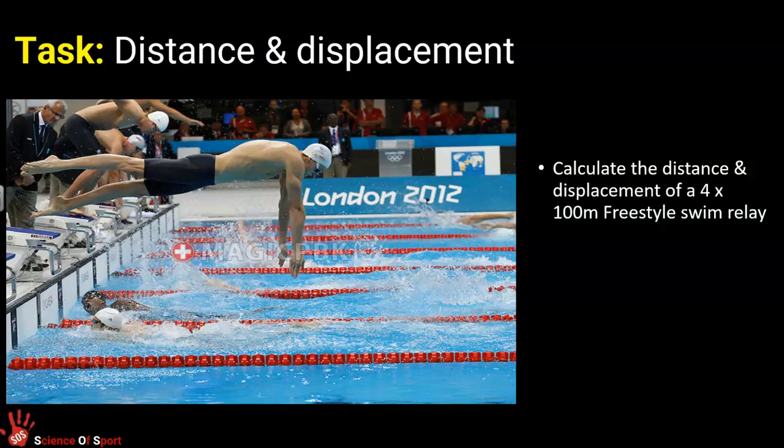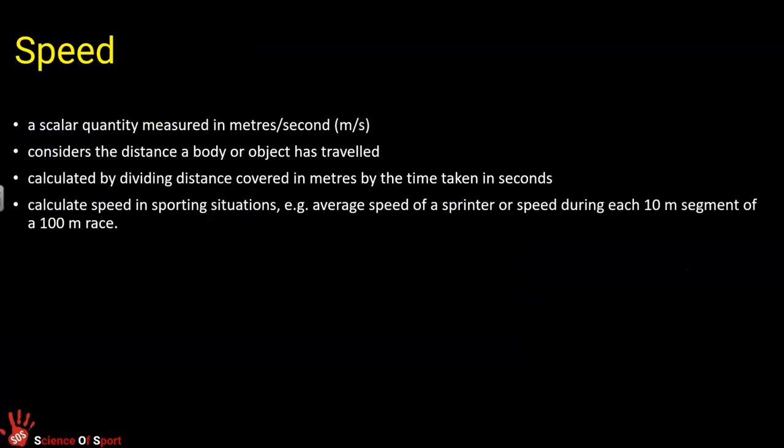Examples then. Calculate the distance and displacement of a 4 by 100 metre freestyle swim relay. So this tends to be in a 50-metre pool. The athlete will swim there and back and then tag the next person. So after the 4 swimmers have gone, the displacement would actually be 0. They always end up where they started. However, of course, in total, the swimmers have travelled 4 times 100, that's 400 metres. So the distance is 400, the displacement is 0.